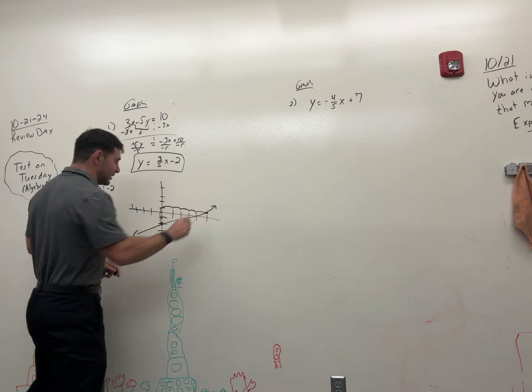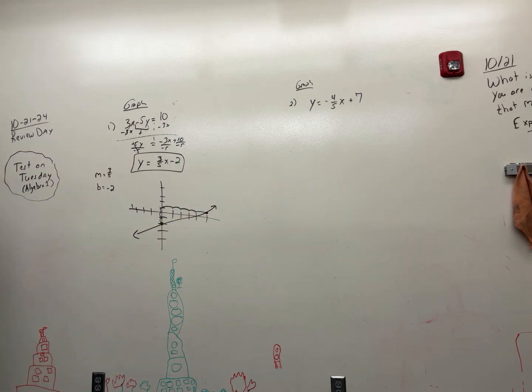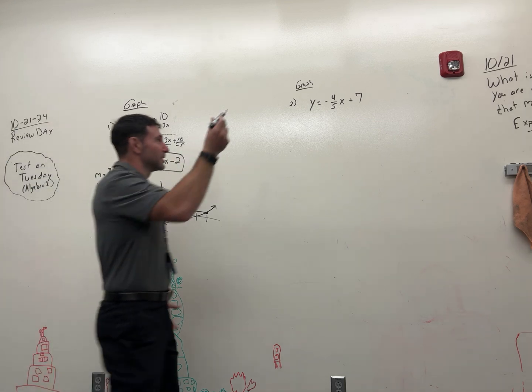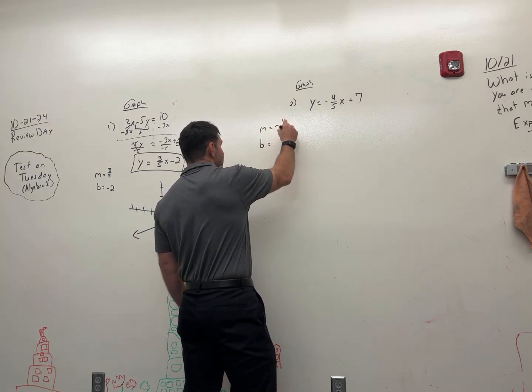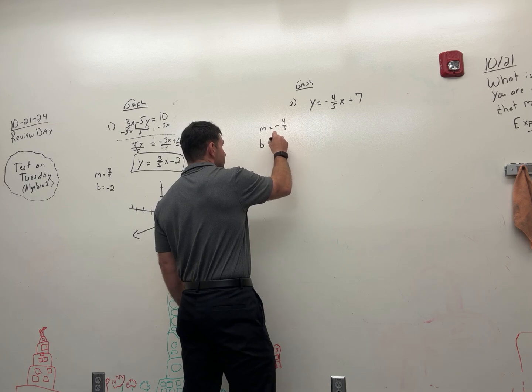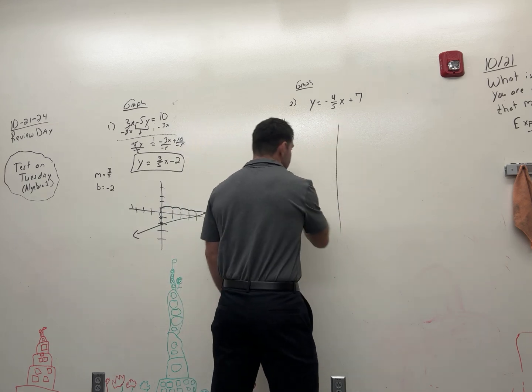That's almost a straight line. Questions on that one? Okay, number 2. It's already there for me. M equals, B equals. Negative 4/5, positive 7.